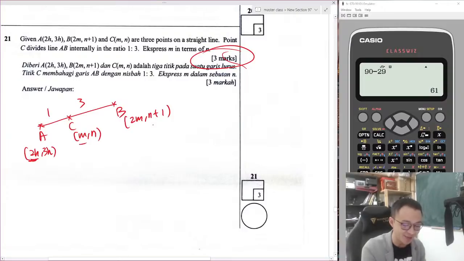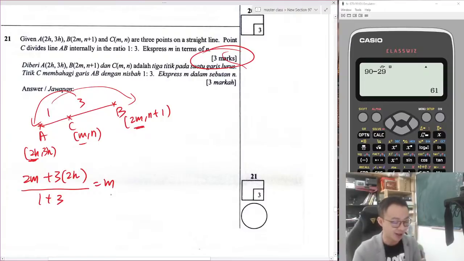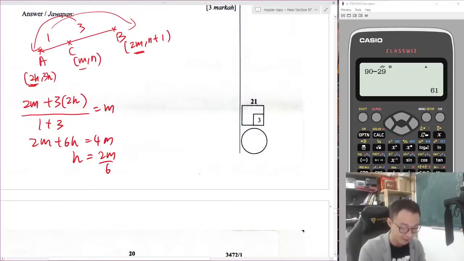So comparing the x first. 1 multiply the further x, 3 multiply the further x. So 2m plus 3 times 2h over 1 plus 3 equals to m. This is how we apply the formula. So 2m plus 6h equals to 4m. So h equals to 2m over 6. So therefore, h will equal to m over 3.